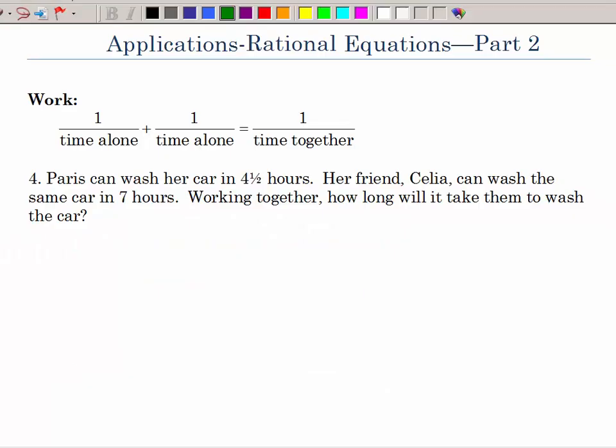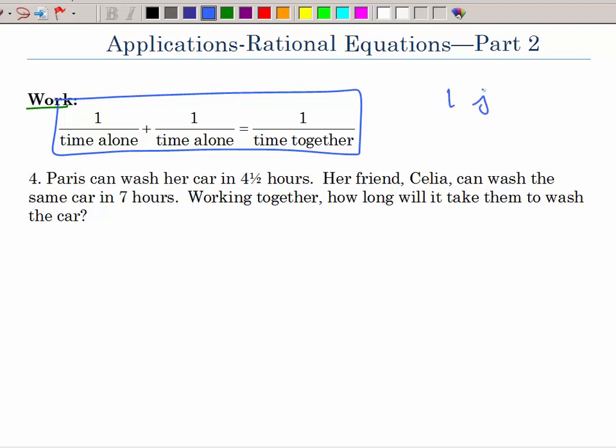Let's look at the second type of word problems. They're going to involve people or machines working together. Probably some of the easiest word problems you're ever going to do, as long as you know this setup. 1 over someone's time alone plus 1 over the other's time alone equals 1 over time together. That's your setup. Now the 1 comes from the one job that they're trying to achieve.